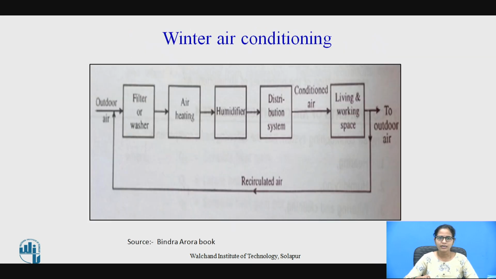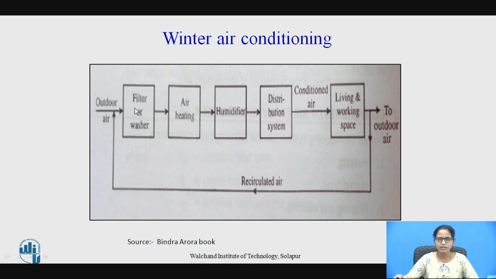So this is the winter air conditioning, the flow cycle of that. Here you can see the outdoor air. Here outdoor air is entering into the room. Before it enters the room, filters are provided. It is called a filter or a washer. These are provided to clean the air entering from the outdoor. The outdoor air may be contaminated, it may be infected by bacteria, there may be products of combustion, it may have heat, it may have odors also. So the air has to be cleaned before entering into the room.